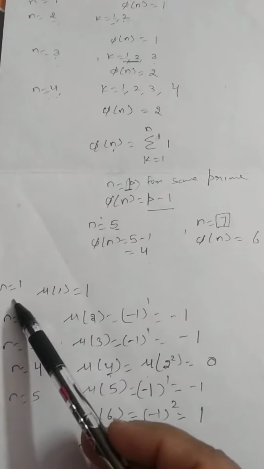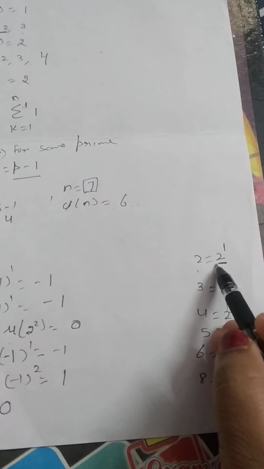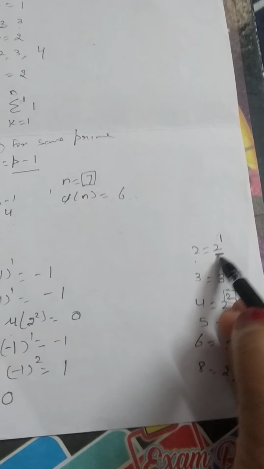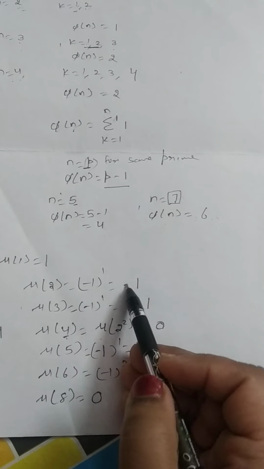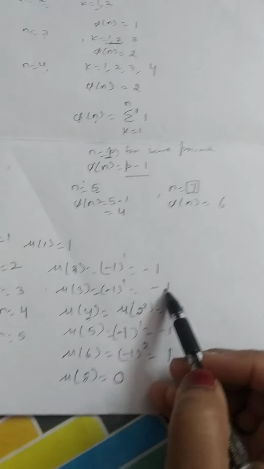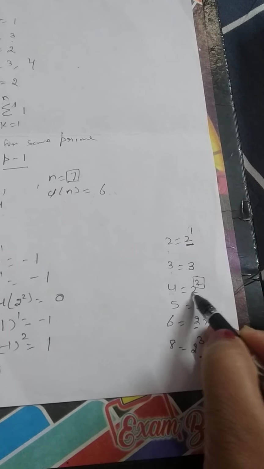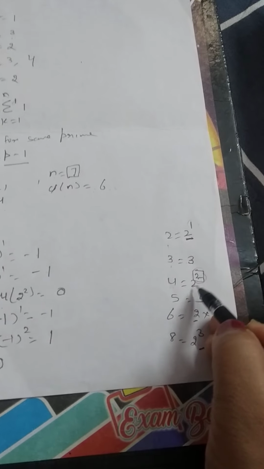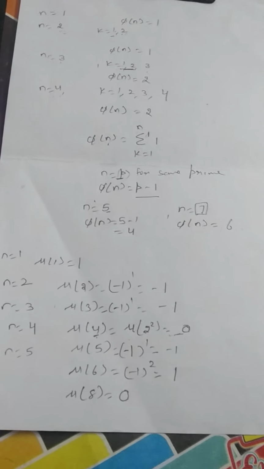Now I will show you some examples of this function. If n is 1, mu 1 is 1. If n is 2, we can write 2 as 2 to the power 1, so only one prime factor, minus 1 raised to power 1, answer is minus 1. Similarly, if n is 3, minus 1. But if n is 4, we can write 4 as 2 squared, so the power is greater than 1, it is divisible by a square, so the answer will be 0. We have only three answers: 1, minus 1 and 0.